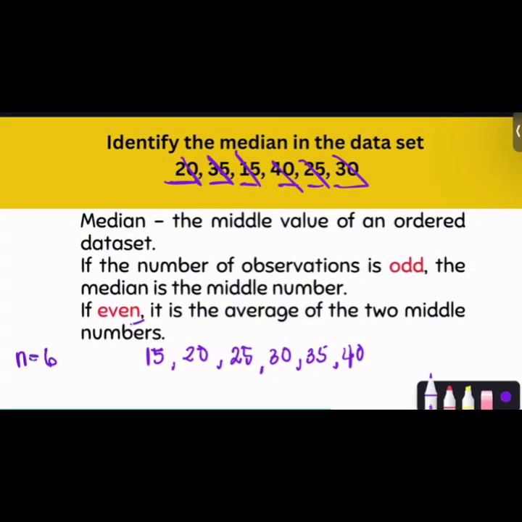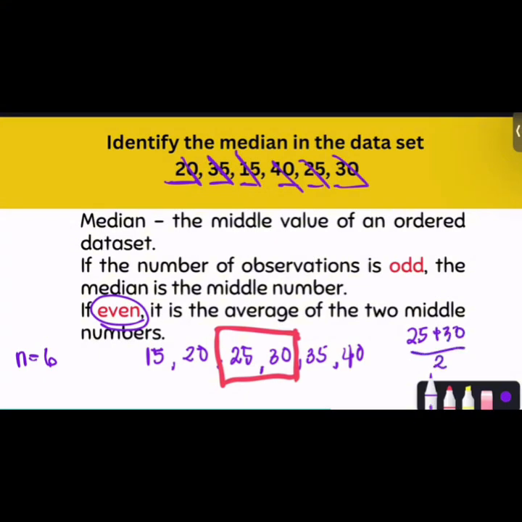So 6 is even. If it is even, then we are going to get the average of the two middle numbers. So yung dalawang middle numbers natin is yung ating 25 and 30. So what we are going to do is to add 25 plus 30, divided by 2. So this will be our median.